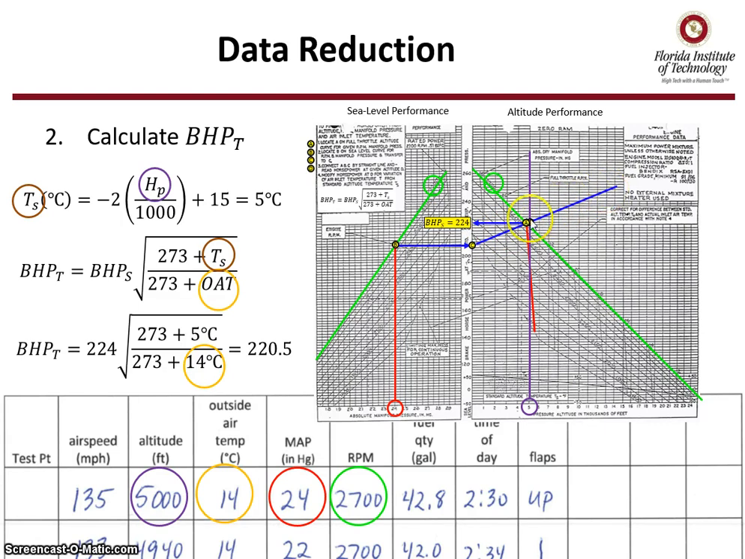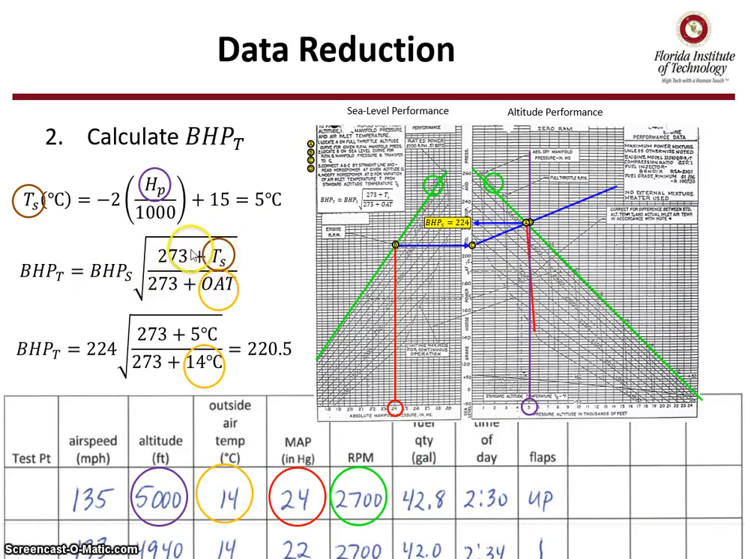Once we have this line, we'll take our pressure altitude of 5,000 feet and follow the purple line to where it intersects that line we just drew. That's point D, and then we'll follow that over here and read off our standard day brake horsepower, in this case 224 horsepower. Once we have that, we'll multiply by the square root of the temperature ratio.